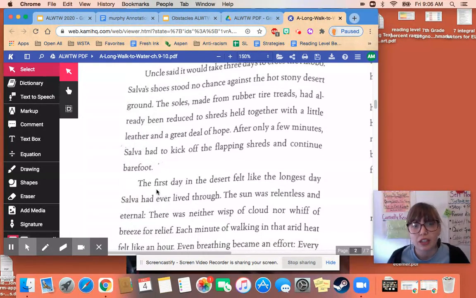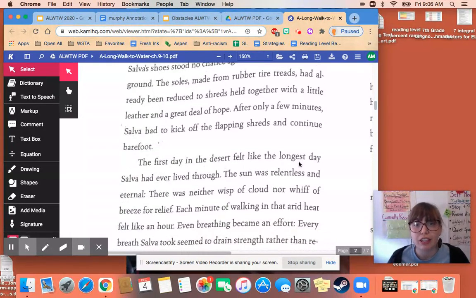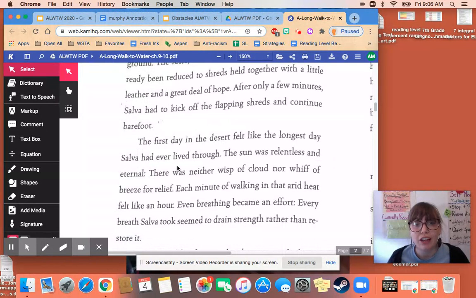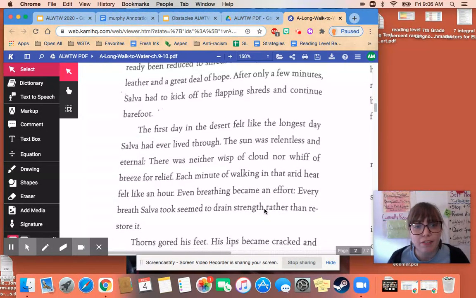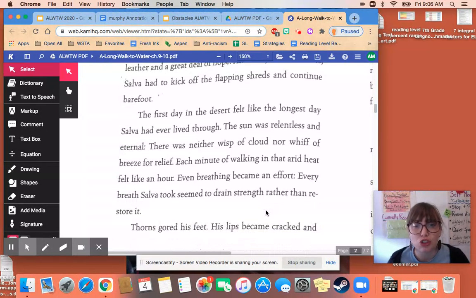The first day in the desert felt like the longest day Salva had ever lived through. The sun was relentless and eternal. There was neither wisp of cloud nor whiff of breeze for relief. Each minute of walking in that arid heat felt like an hour. Even breathing became an effort. Every breath Salva took seemed to drain strength rather than restore it.